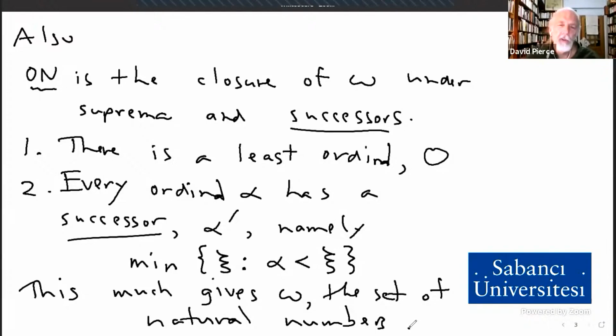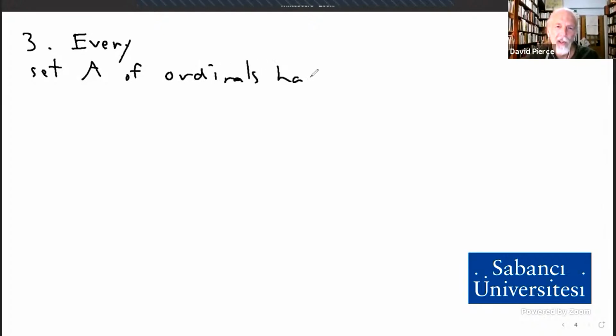But now what we do is say, look, for example, take all the natural numbers. In ordinary calculus, you fill in the gaps by taking fractions and cuts. Now we're going to say that there is some number bigger than all of the natural numbers. So the third rule: every set A of ordinals has a supremum. This will be our rule for generating ordinals.